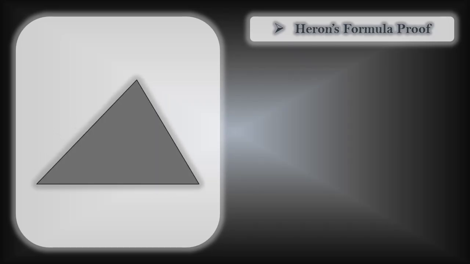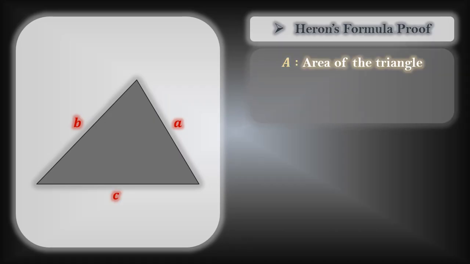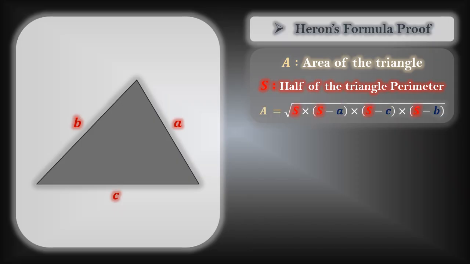Consider an arbitrary triangle whose side lengths are denoted by a, b and c. Let the area of this triangle be denoted by capital A. Also, let s denote half of the perimeter of the triangle. Heron's formula states that the area of the triangle is equal to the square root of s multiplied by s minus a, multiplied by s minus b, multiplied by s minus c. Now let us prove this remarkable formula.